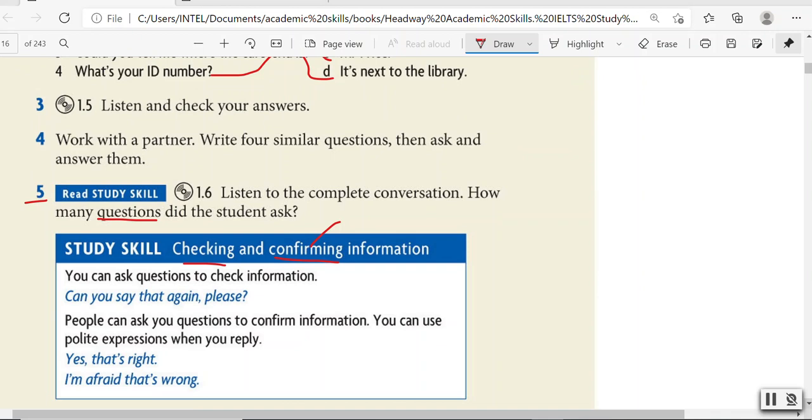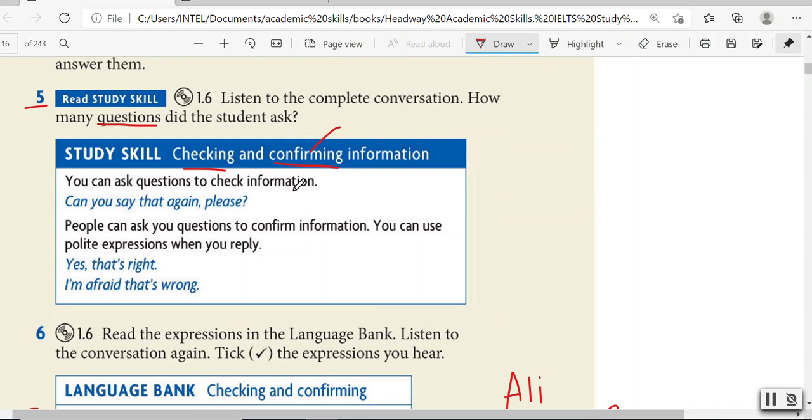You can ask questions to check information. By questions, we can check. Can you say that again, please? And also people can ask you questions to confirm information. You can use polite expressions when you reply. Okay? Replying for what? For confirming.